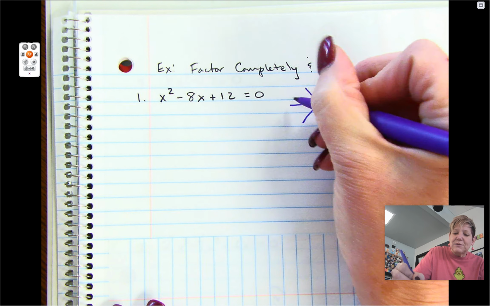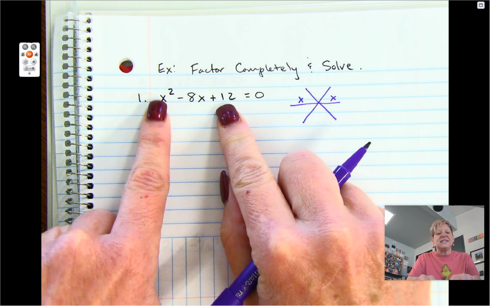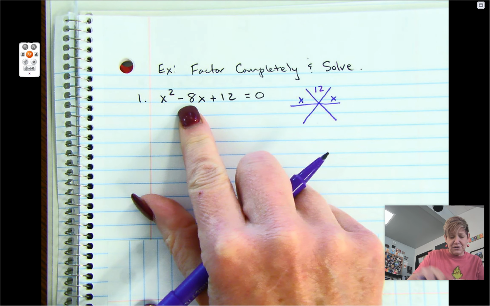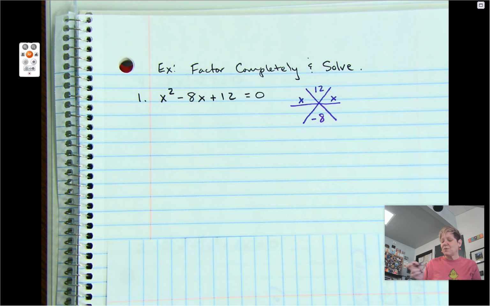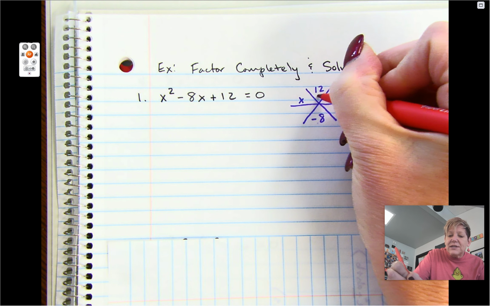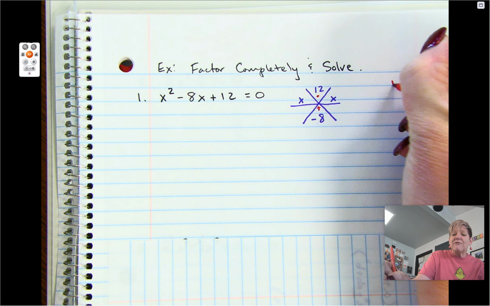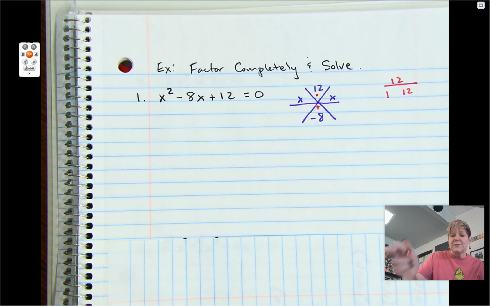We grab this and we put an x here and an x here. We multiply a times c, since a is 1. 1 times 12 is 12. Our middle term is b, which is negative 8. And so we need to ask ourselves, what are two numbers that multiply to be 12 and add to be negative 8?